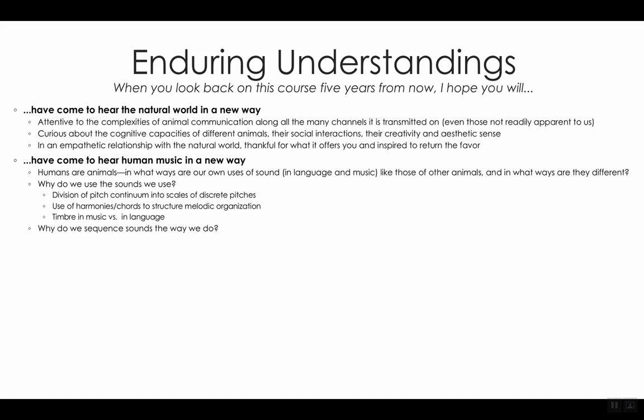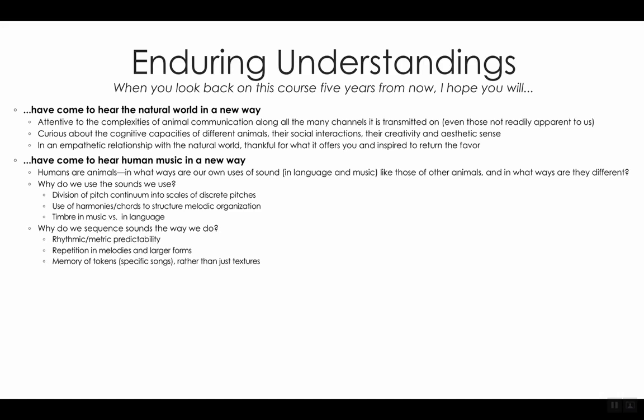Why in human music do we sequence sounds the way we do? Why do we put things in a certain order? Why do we arrange things metrically or rhythmically so that there's some sort of predictability? There's like a beat that you can tap to. Why do we use so much repetition in melodies and in larger forms? The chorus of a song might repeat many times. Same with the refrain of a rondo form.